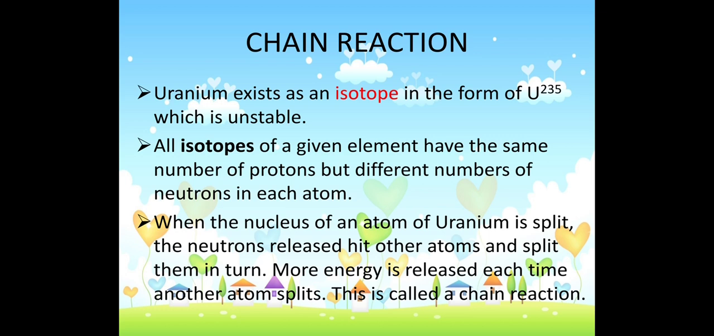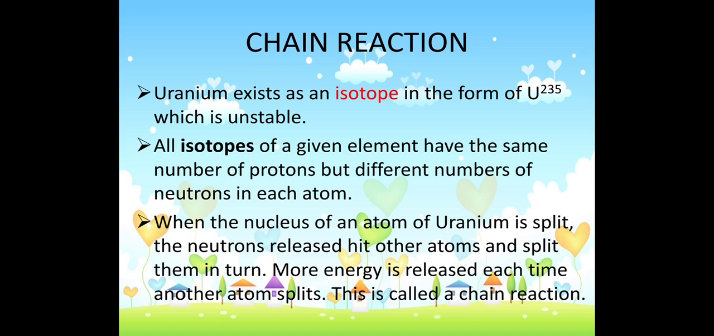A chain reaction is only suitable for materials whose elements have isotopes. What do you mean by isotope? It means the atoms have the same number of protons but a different number of neutrons. It is one of the main advantages.